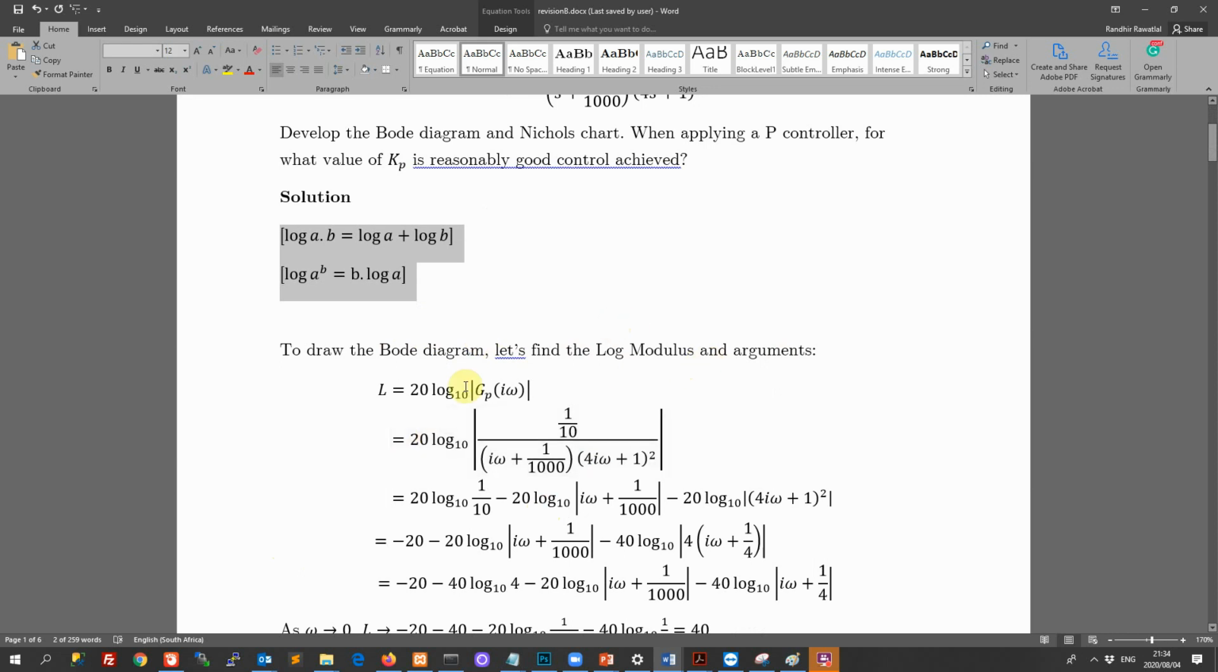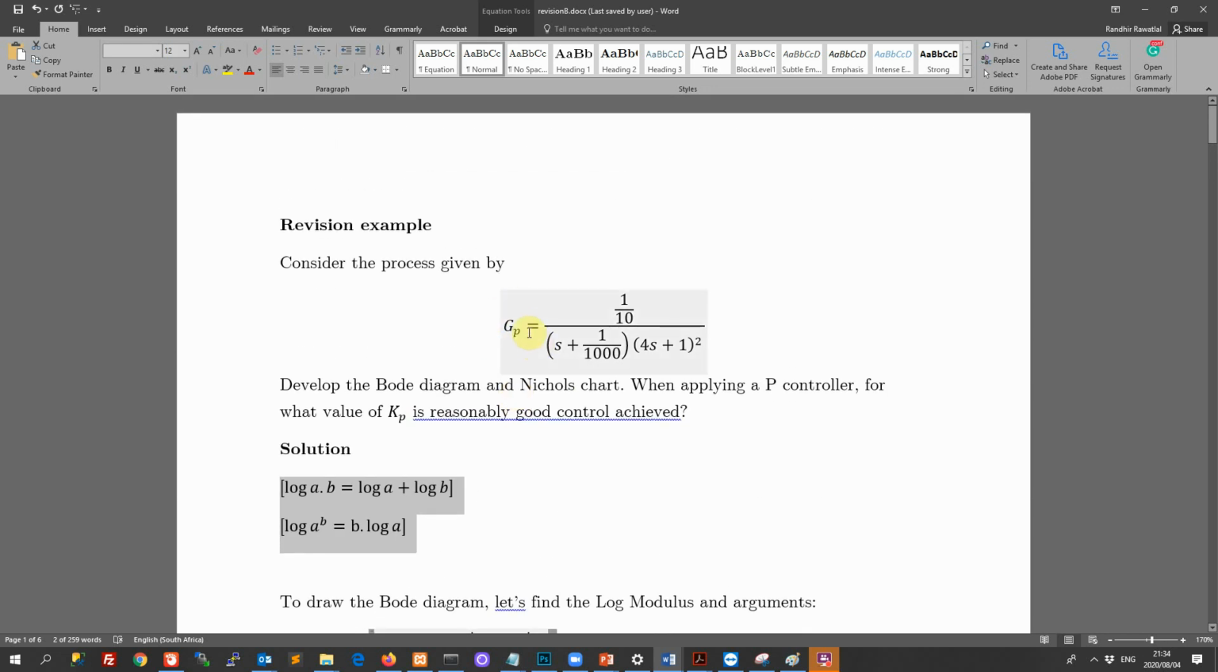Of course, the log modulus is defined as 20 log 10 of the modulus, or the magnitude, of G of I omega. In our function, which is generally speaking a function in S, we are selecting specifically S equals I omega. So in the complex plane, we are selecting the specific line I omega. To understand why we do that, please review the previous revision session. We covered that in some detail.